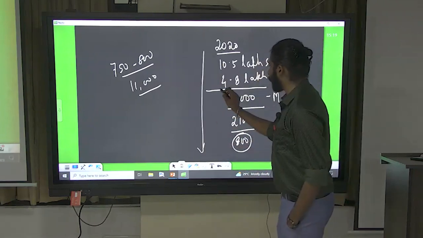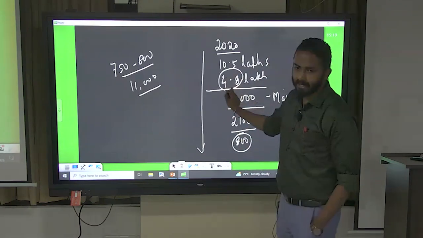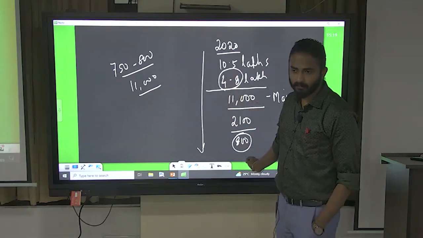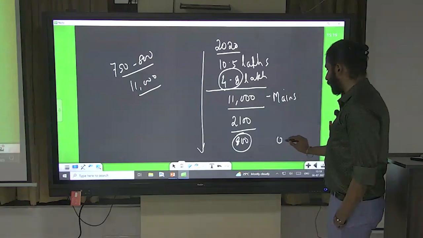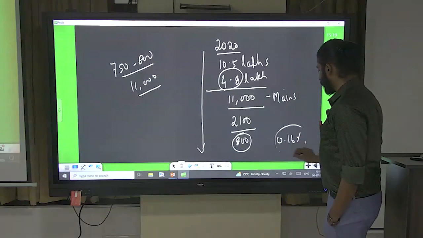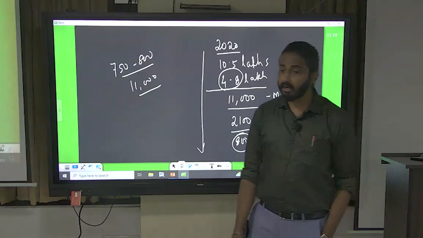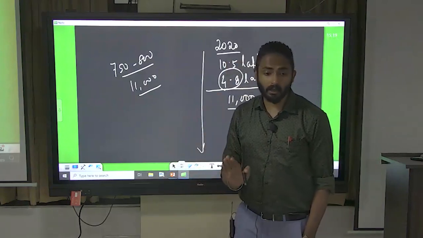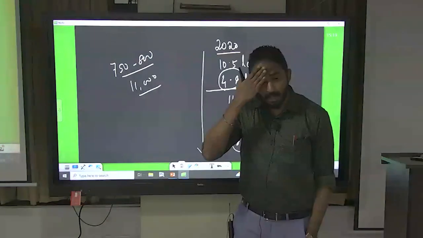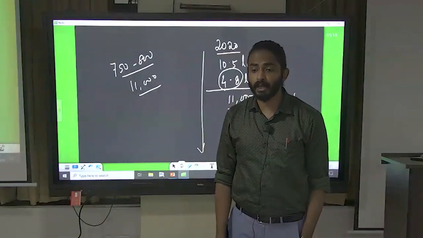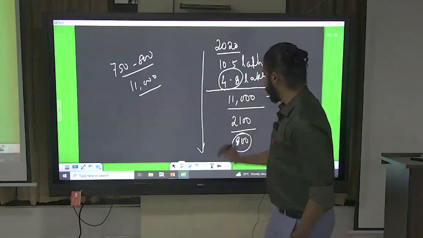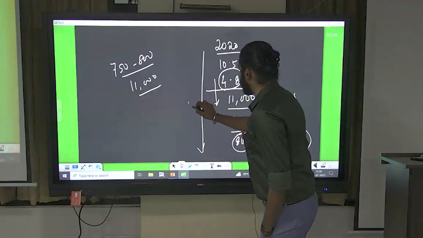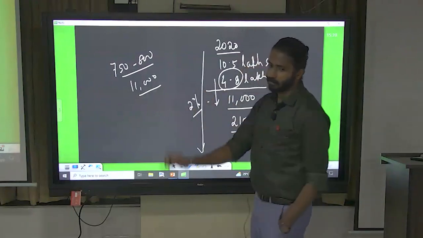Out of 4.8 lakh students who write the exam, how many people make it to the list? So this conversion ratio is 0.16. Right. This is the difficulty of the exam. The exam is not difficult, it is difficult because it is very competitive. And the maximum elimination happens where? Here, from prelims to mains, only 2% of aspirants are selected.